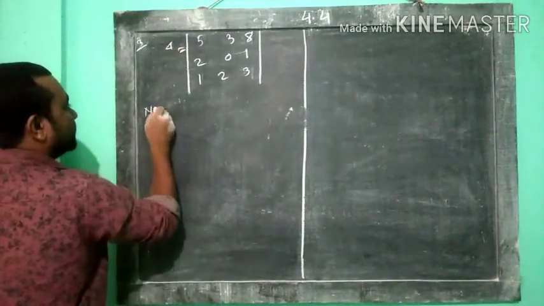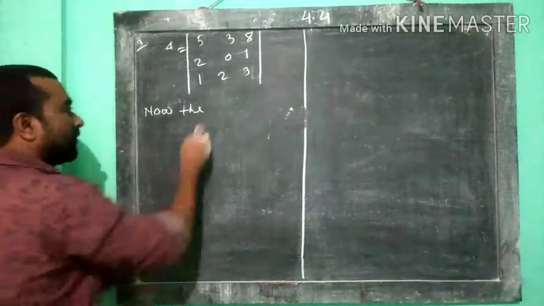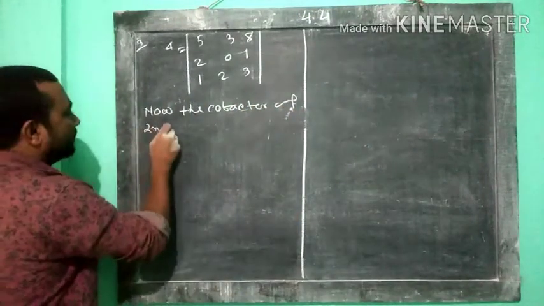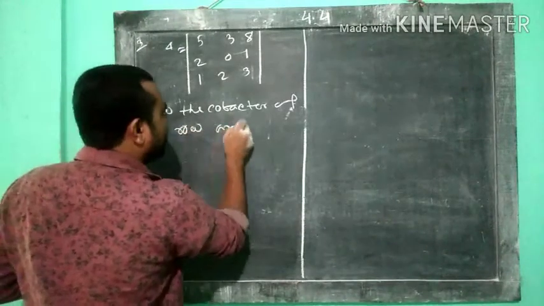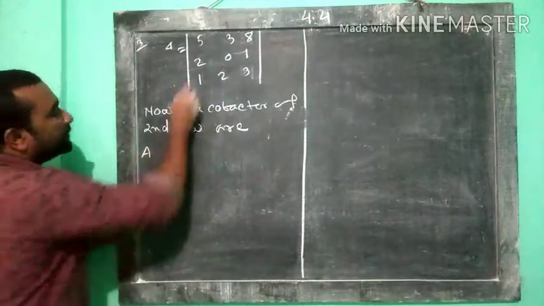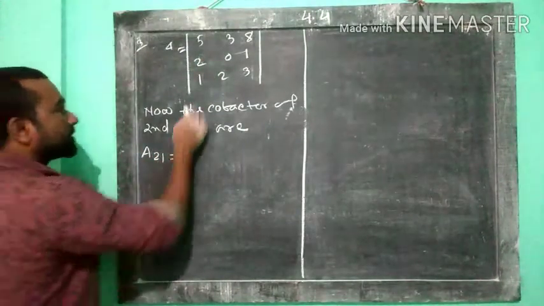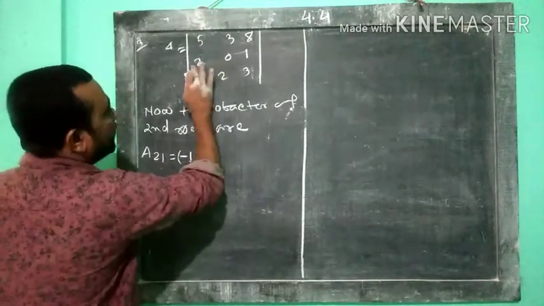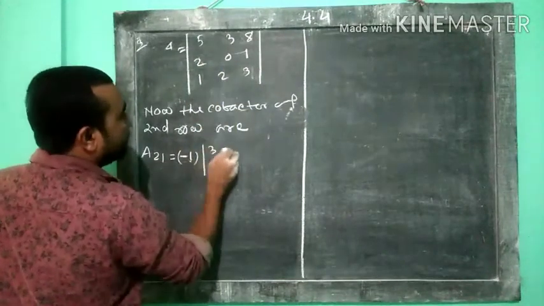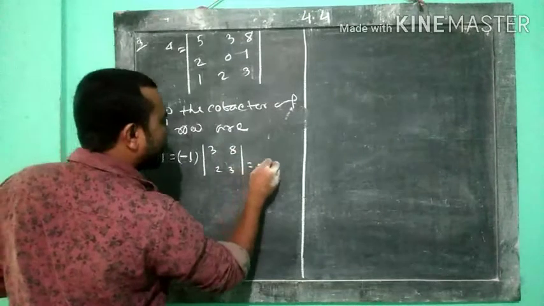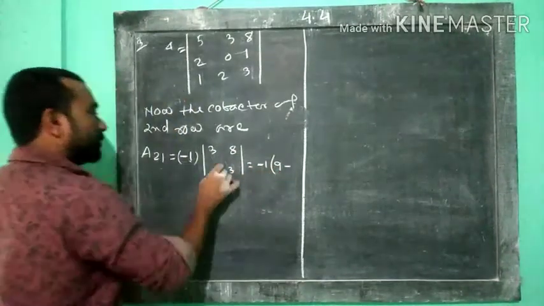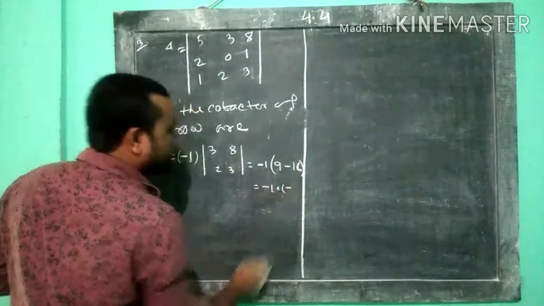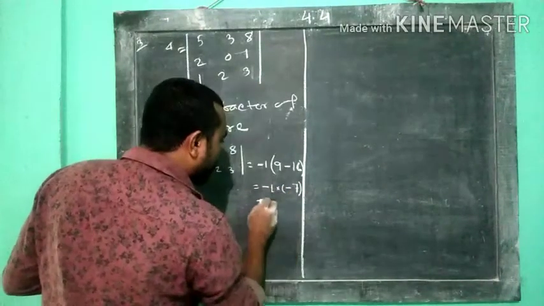Now the cofactors of the second row are: the first cofactor is A21, so the sign should be negative. Minus 1 into this one, cancelling this row and this column, gives 3, 8, 2, 3. This is equal to minus 1 whole into 9 minus 16, which is minus 7, equal to plus 7.